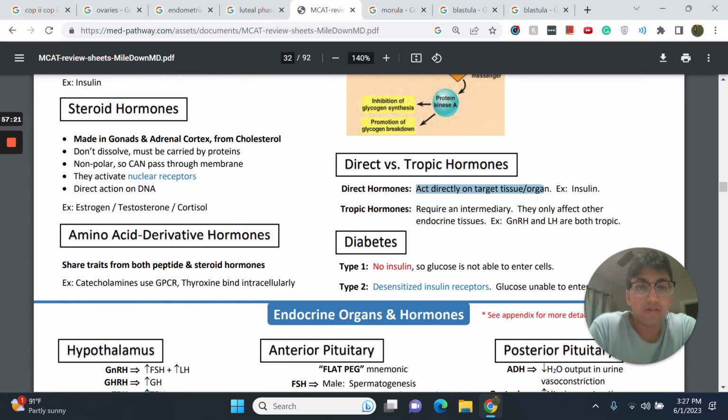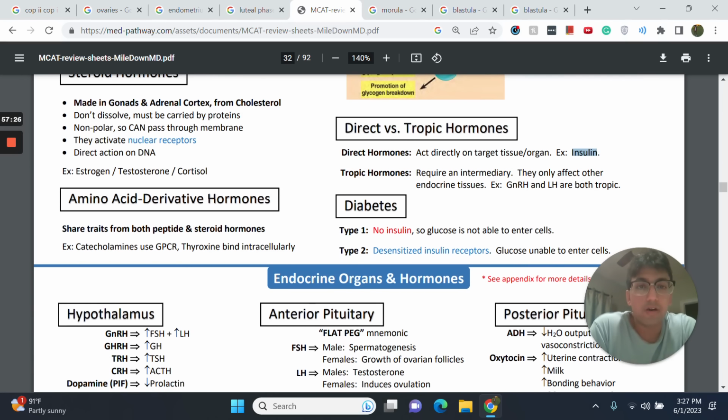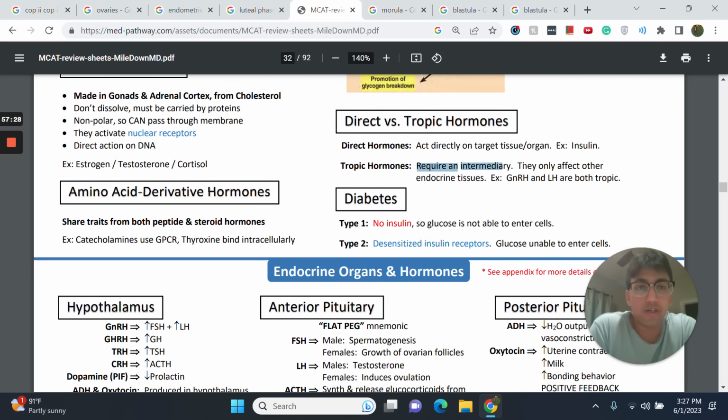Okay, we can have direct hormones and tropic hormones. Direct hormones act directly on the target tissue or organ. An example is insulin. And tropic hormones require an intermediary. So as we're going to see, GnRH and LH are both tropic hormones.